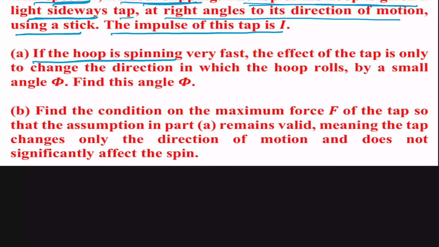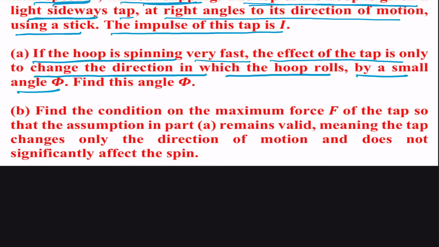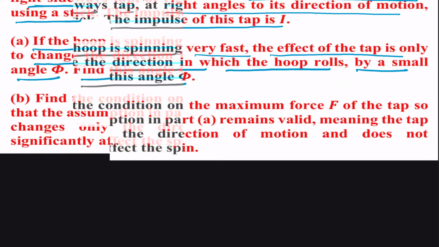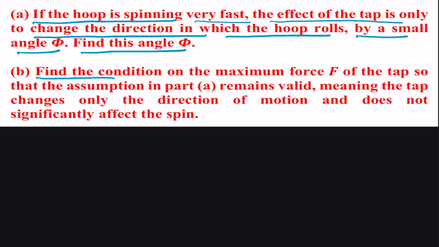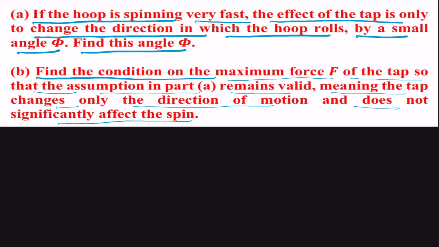If the hoop is spinning very fast, the effect of the tap is only to change the direction in which the hoop rolls by a small angle phi. Find this angle phi. And part B, find the condition on the maximum force F of the tap so that the assumption in part A remains valid, meaning the tap changes only the direction of the motion and does not significantly affect the spin.